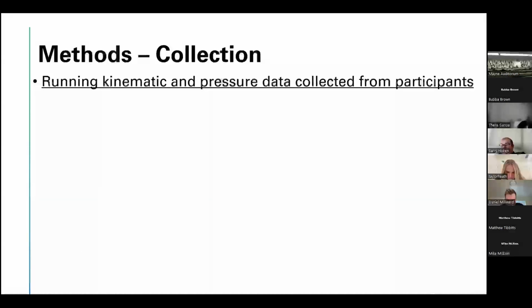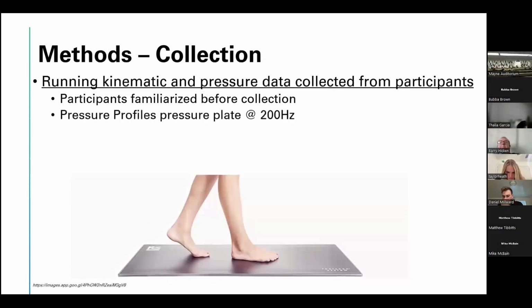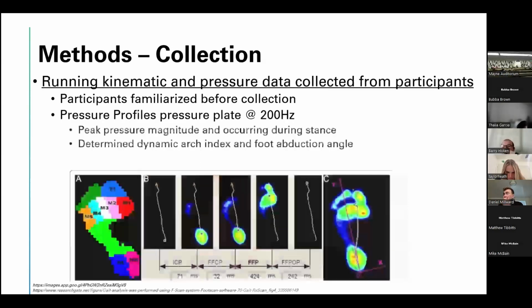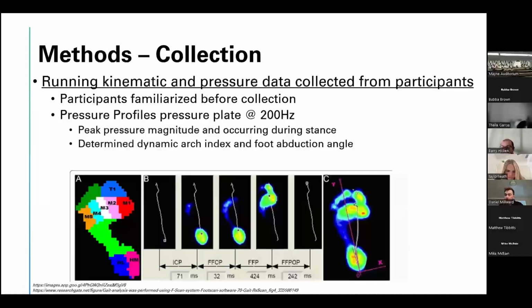So they collected kinematic and pressure data from these individuals. And it was unclear in the article whether or not they collected running data from all 1,065 and at what point they did that, or if they specifically chose individuals, which I found kind of a concern. So before they collected data, they had participants practice running across this walkway a few times. And once they did, they collected pressure profiles using a plate very similar to this one at 200 Hertz. And from this, they're able to determine peak pressure magnitudes and when that peak pressure occurred during stance phase.